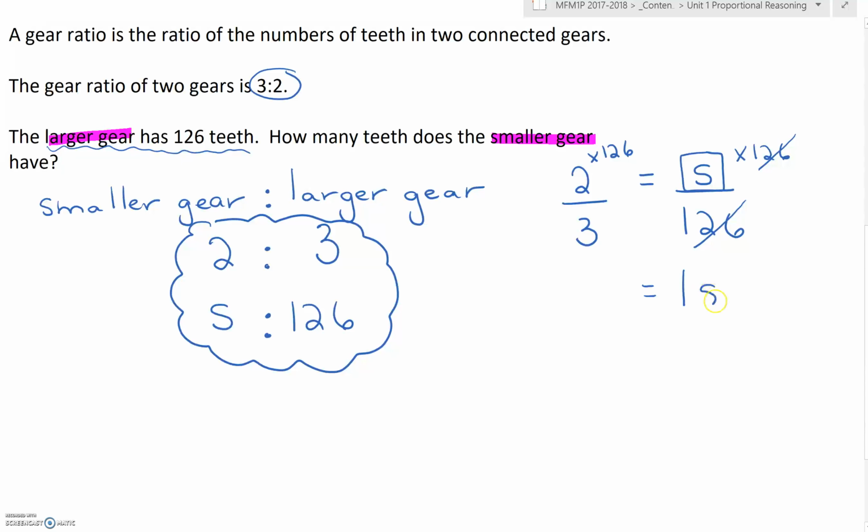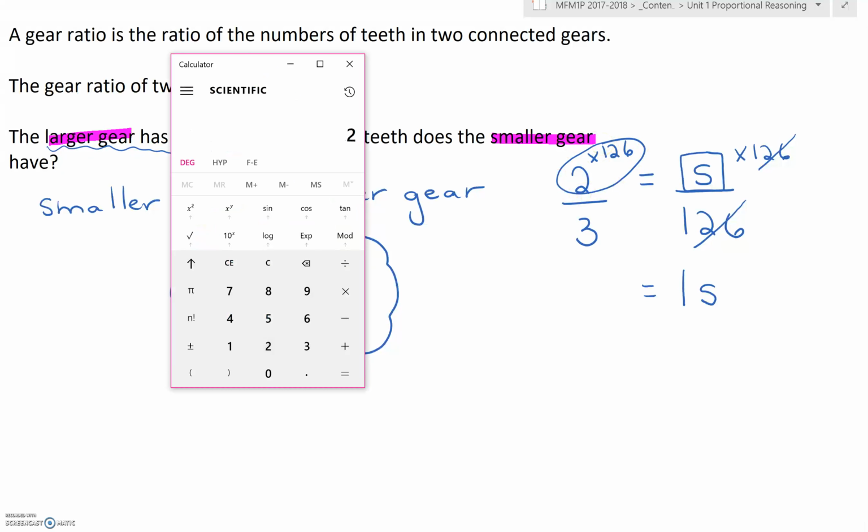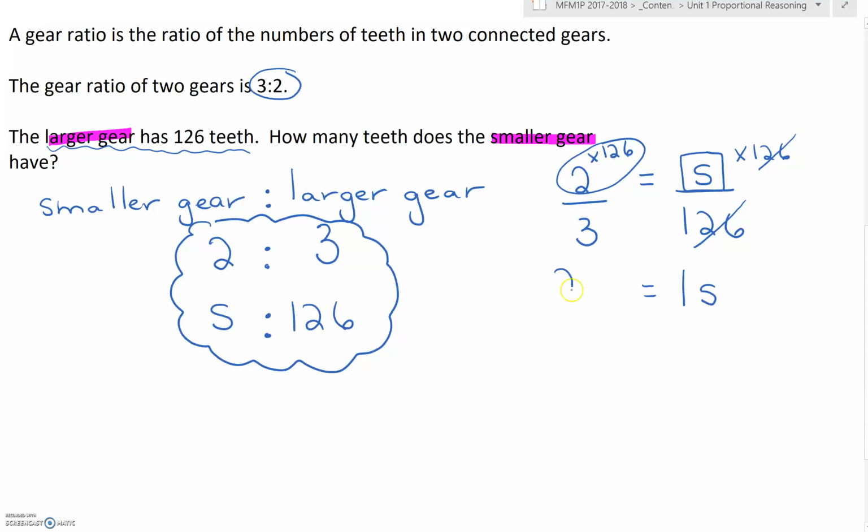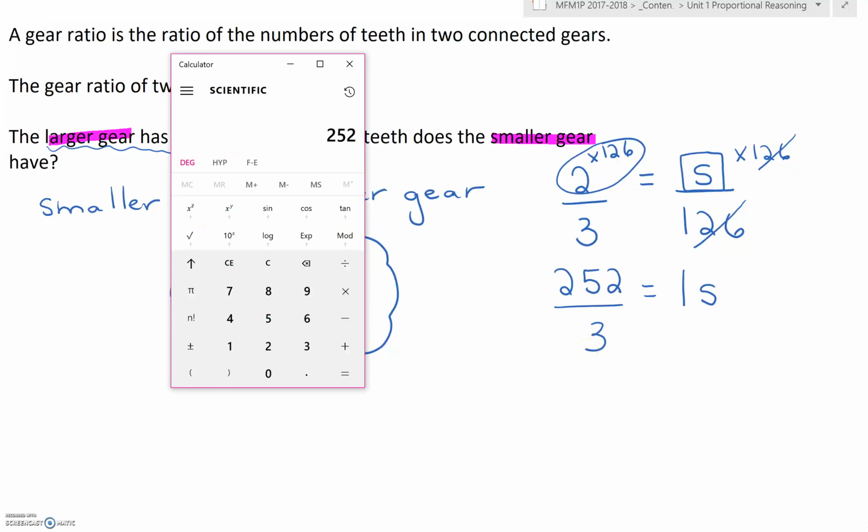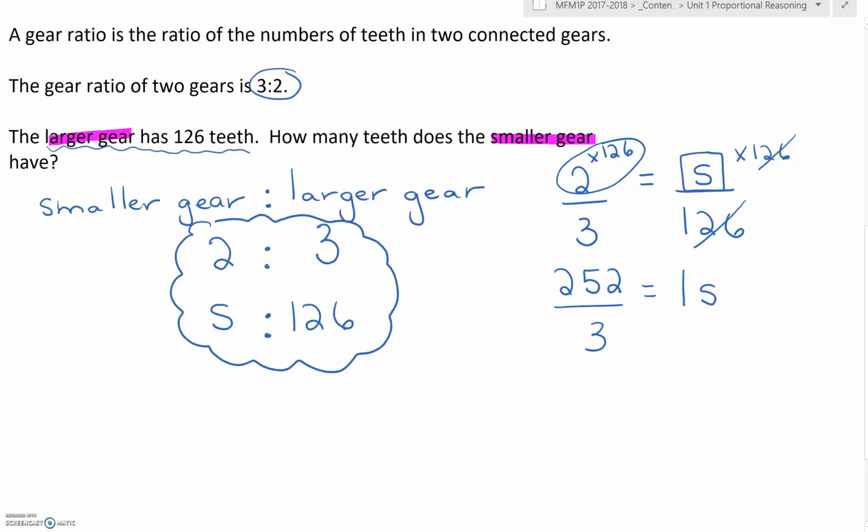And we have an S left over right here. But on the left side, it's not that easy. You actually have to do this multiplication. So when we do that on the calculator, 2 times 126 equals 252. So you can write that down. Don't forget about the division by 3. Okay? So if I do that, 252 divided by 3 is equal to 84.